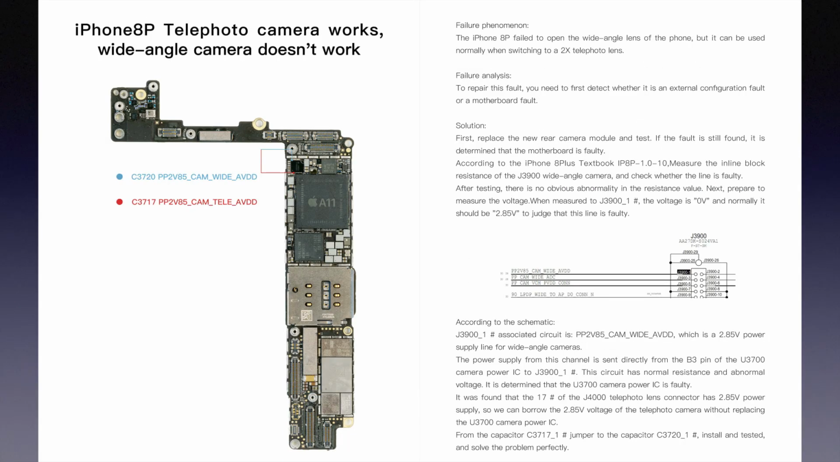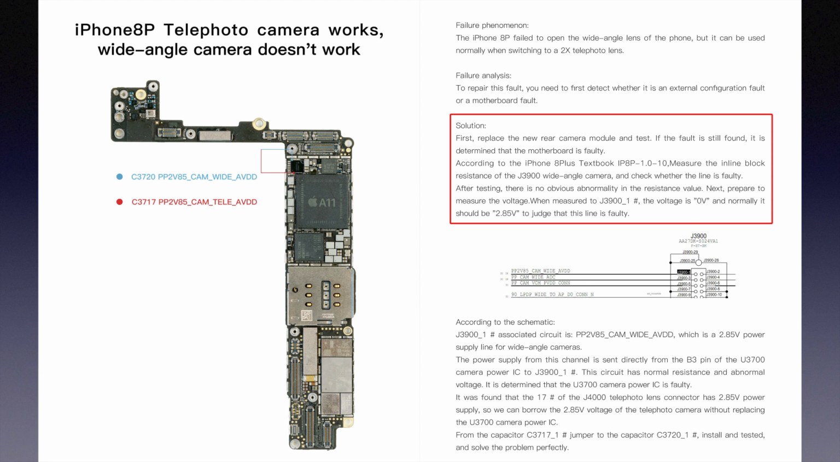Case 4. iPhone 8 Plus telephoto camera works, wide-angle camera doesn't work. This case is about the iPhone 8 Plus failing to open the wide-angle lens, but it can be used normally when switching to the 2x telephoto lens. The analysis is, to repair this fault, you need to first detect whether it is an external configuration fault or a motherboard fault. Solution is, first, replace the new rear camera module and test. If the fault is still found, it is determined that the motherboard is faulty.